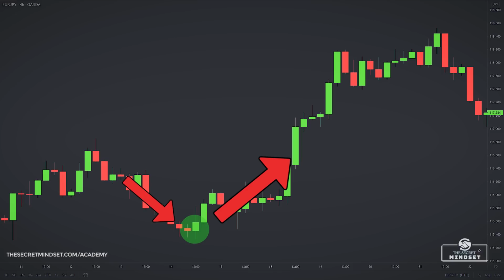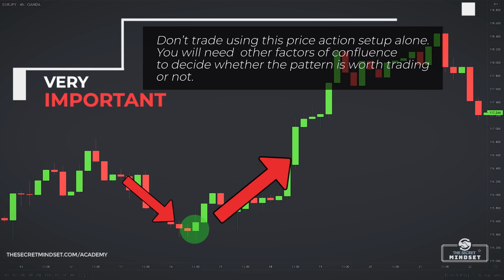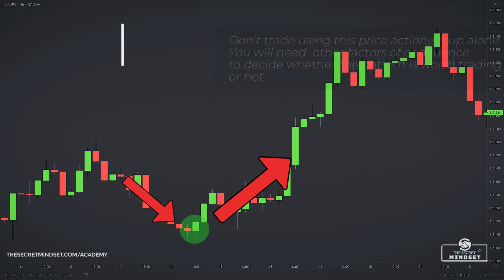This example shows clearly how the market changes direction after the formation of a bullish engulfing pattern. The smaller body that represents the selling power was covered by the second body that represents the buying power. Very important, don't try to trade the market using this price action alone, because you will need other factors of confluence to decide whether the pattern is worth trading or not. What I want you to do for now is to get the skill of identifying bearish and bullish engulfing bars on your charts. This is the most important step for the moment.